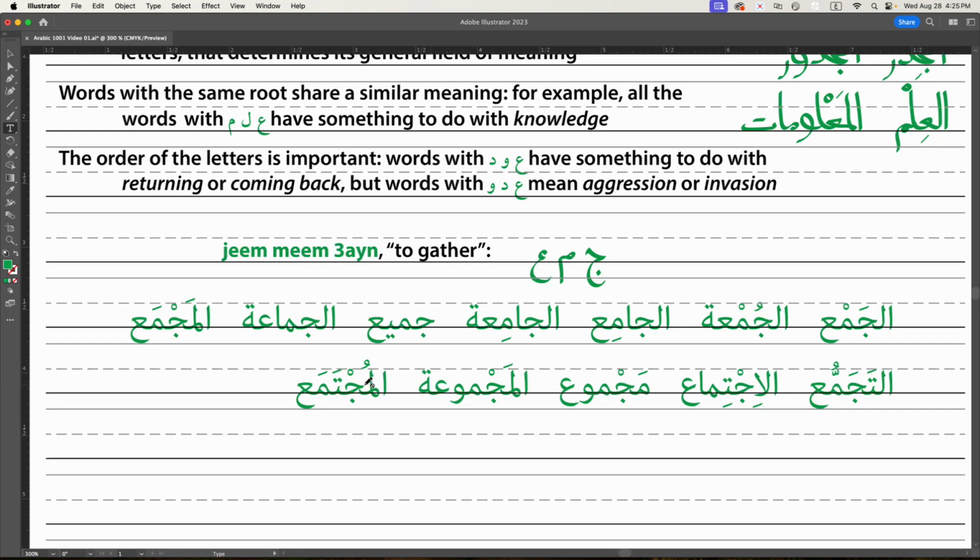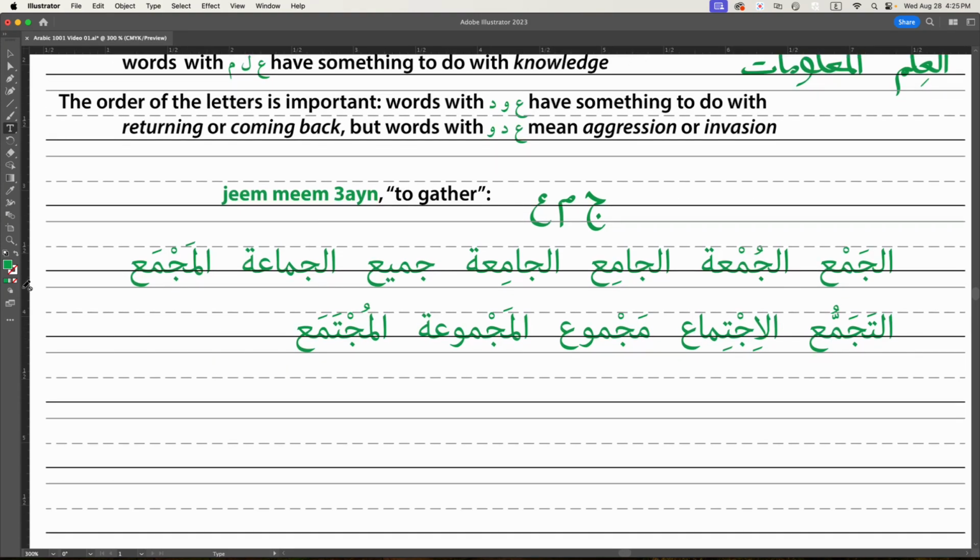And then last, al-mujtama', here's our infixed ta again between the first and second root letters and the prefix meem. This is that which has been gathered, and therefore society. So you could see that all of these words are very different in English, but they all have the same root in Arabic because they have something to do with gathering. Let me move on and give you a different example.